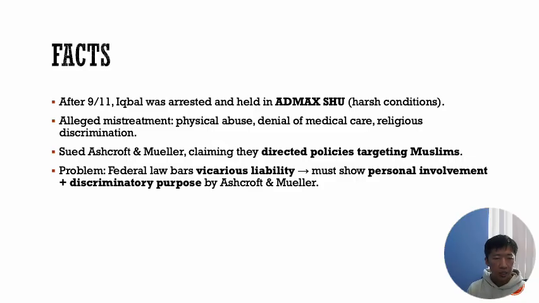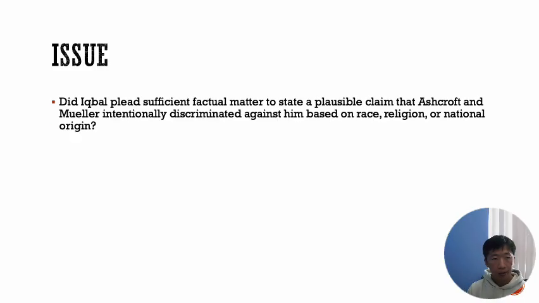The problem is the federal court bars vicarious liability, so that means the plaintiff cannot sue the U.S. government. Instead, the plaintiff can sue for personal involvement in the discriminatory action if they have the discriminatory purpose. So that is the background for this case.